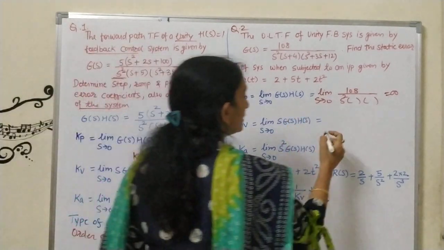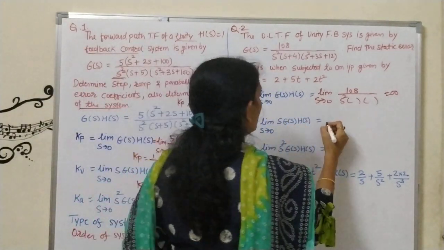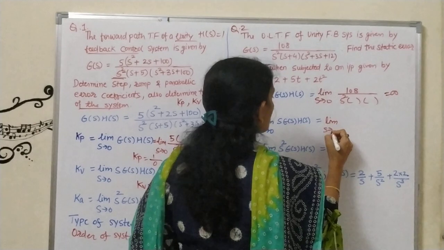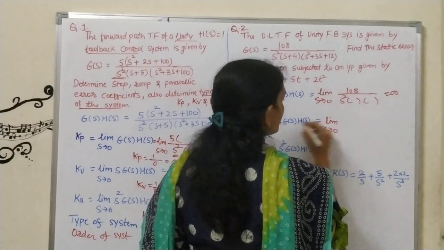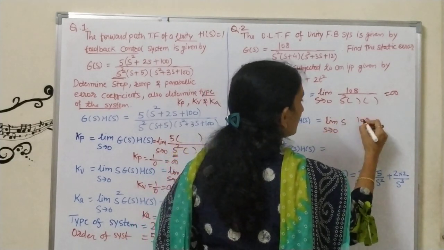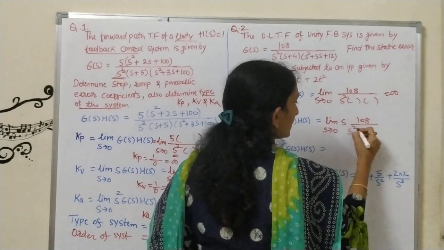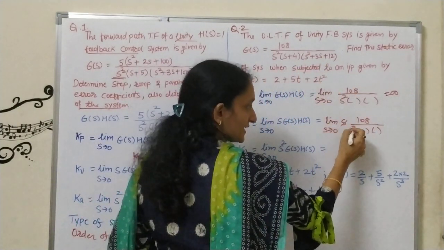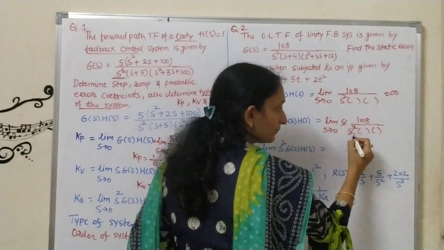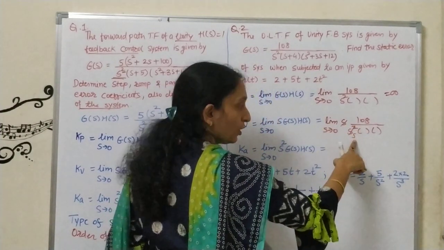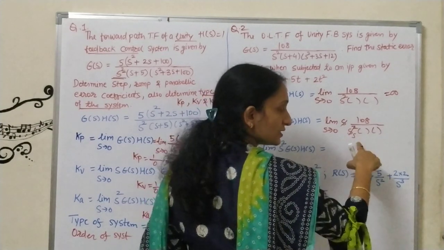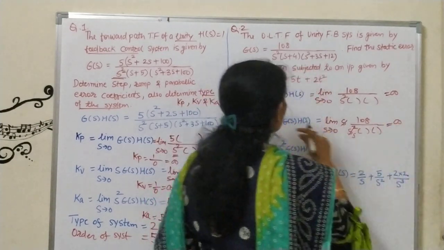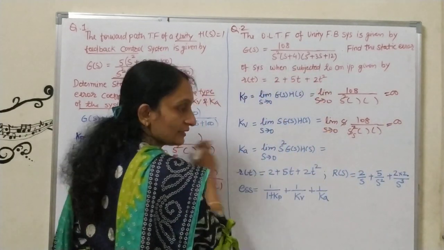Here I am getting infinity. Next, for Kv, limit s tends to 0. Look at this. Here there is a term s, 108 divided with this transfer function. I am substituting. So this s and s will get cancelled. Again there is a term s there. When you take the limit of s tends to 0, 1 by 0 is again infinity. Okay. So I am getting here Kp, Kv, at last Ka.